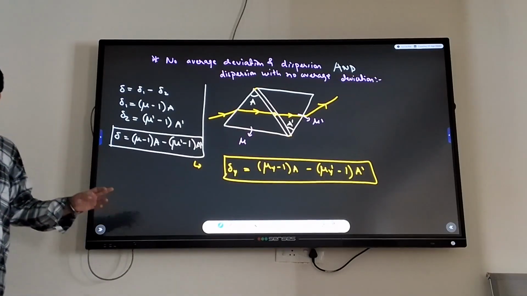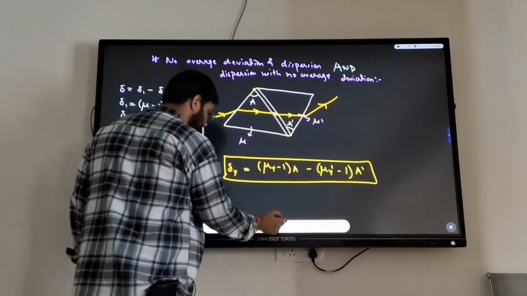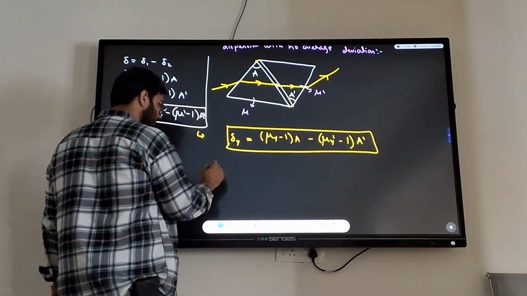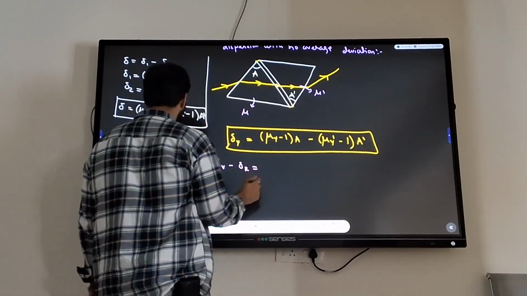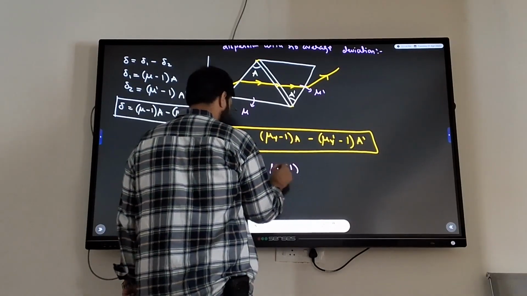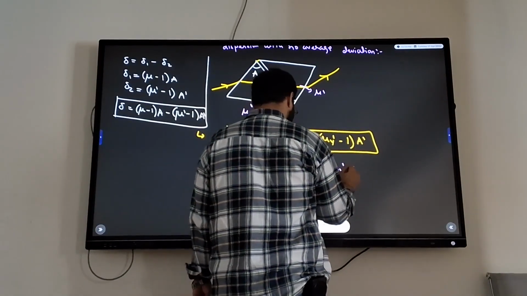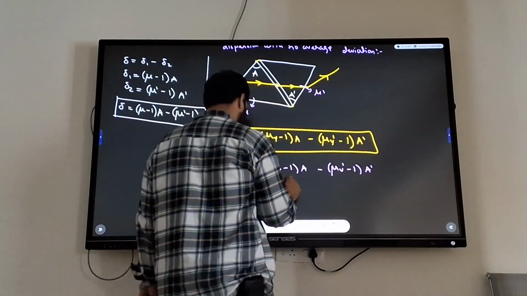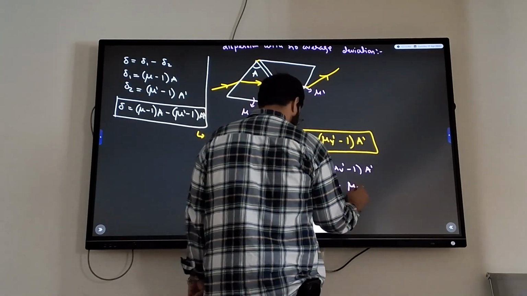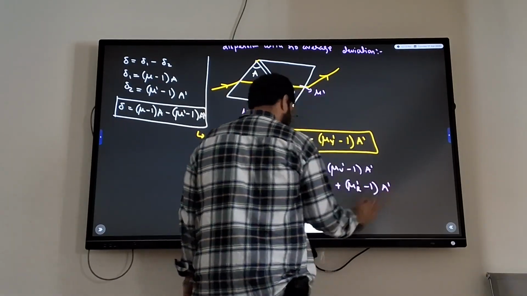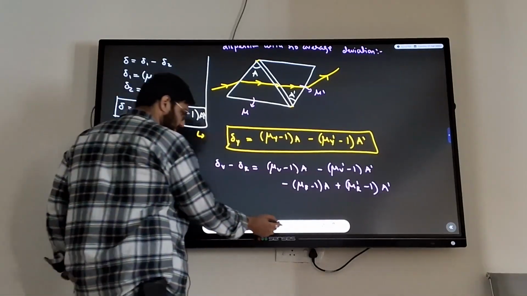Is there any problem here? What about the angular dispersion? How will I find the angular dispersion? Tell me. That's delta v minus delta r. What is delta v? (mu v minus 1) into A minus (mu v dash minus 1) into A dash, minus (mu r minus 1) into A plus (mu r dash minus 1) into A dash. Are there some terms that cancel? Please check.